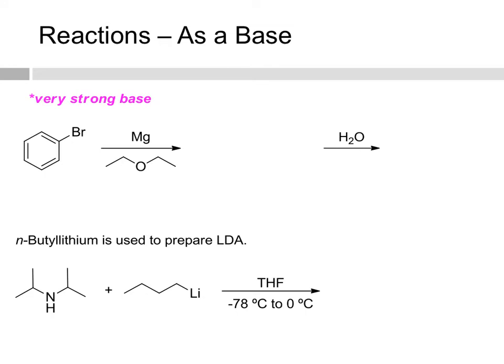These reagents can function as both a base as well as a nucleophile. Let's first look at its function as a base. Now, they're very strong bases and will react with acidic protons. So, for instance, if you started with bromobenzene and you treated it with magnesium in diethyl ether, the first thing you're going to do is create the Grignard reagent. And so you create this carbon-magnesium bond, and now this is a strong base and can react with water. And so it can attack the proton in water and produce benzene.